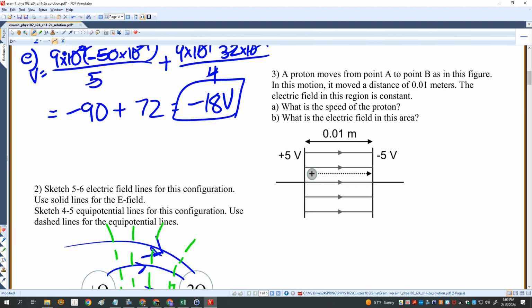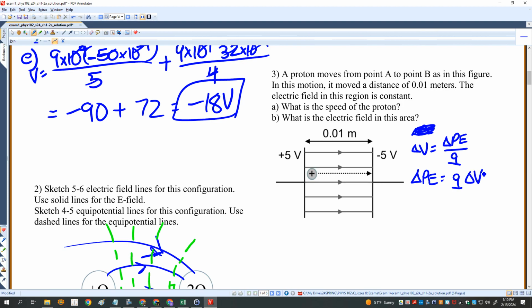So a proton moves from point A to point B, as in this figure, a distance of 0.01 meters. The electric field is constant. What is the speed of the proton? So I know that my change in potential is equal to delta PE divided by Q. That's just the big idea of what potential is: energy over charge. And so my change in potential energy is going to be equal to Q times delta V.